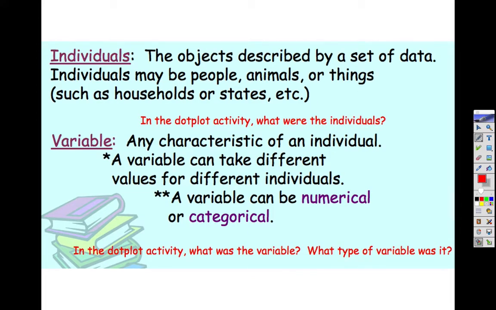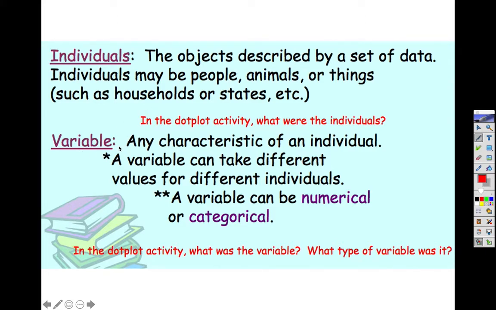So more on the individuals and variables. Again, individuals are just the objects. They are not just people. They could be any of the objects described by a set of data. Individuals can be people, animals, things, households, states, etc. In our dot plot activity, the individual was the textbook. We were interested in the textbook length. You didn't do it, but you would have in theory.